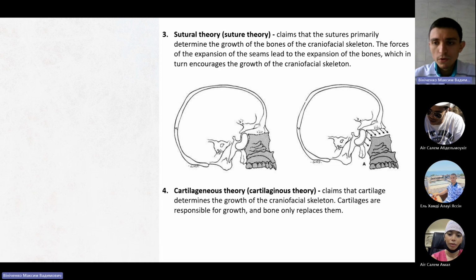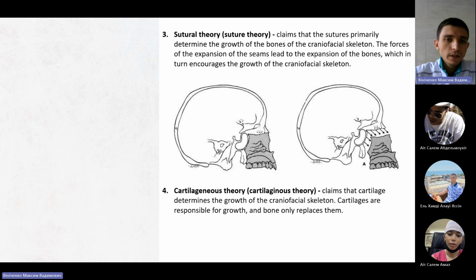If we talk about the third theory, it is called the sutural theory or suture theory. It claims that the sutures primarily determine the growth of the bones of the craniofacial skeleton. The forces of the expansion of the seams lead to the expansion of the bones, which in turn encourages the growth of the craniofacial skeleton. So here you could see the growth of the maxillofacial region.